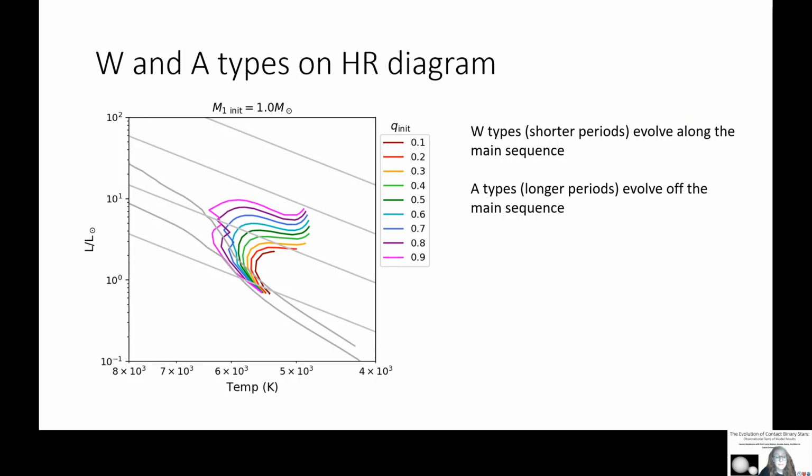As the primary star gains mass from the secondary star, the W-types slowly evolve up the main sequence. Once the primary star ends core hydrogen burning and begins shell burning, stars drift off the main sequence as A-types. They keep gaining mass until they become convective, increase their moment of inertia, and become unstable, which is where we ended our calculations. This drift explains the 2 different positions of W and A-types on an HR diagram.